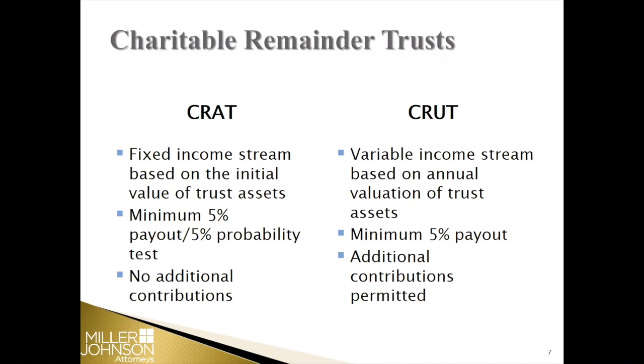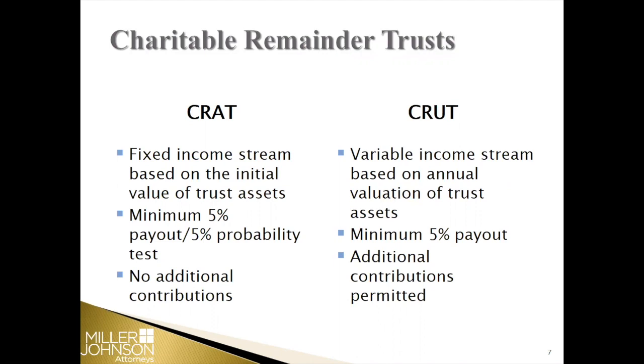Say if you set up a trust for $100,000, you get 5% that first year, $5,000. If the assets increase to $110,000 the second year of the trust term, then you receive 5% of that $110,000. So the goal here, for most people, not all people, is to have an increasing income stream over time.